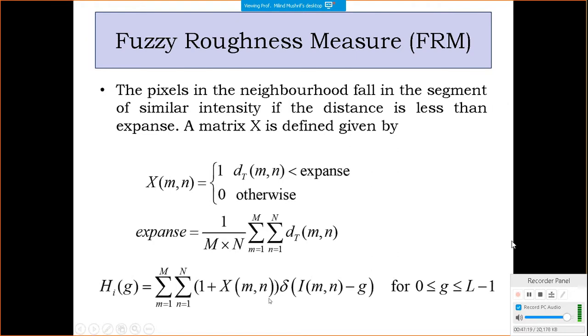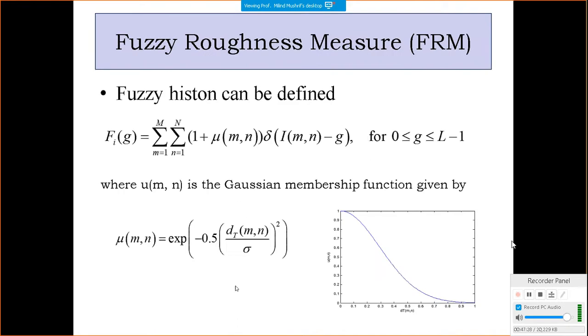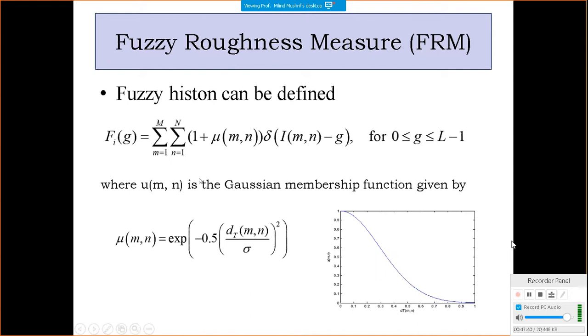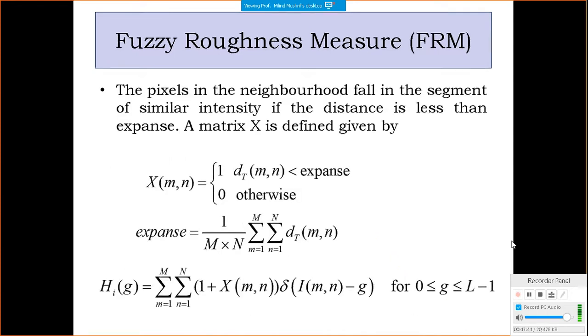This is the computation of histon, and we get this type of graph, which is called a histon. In the computation of histon we use this matrix X(m,n), which is a binary matrix. So here we have to decide the value of expanse. Experimentally we can decide the best value of expanse, and accordingly X(m,n) can be calculated.